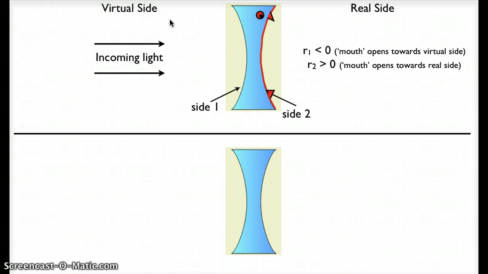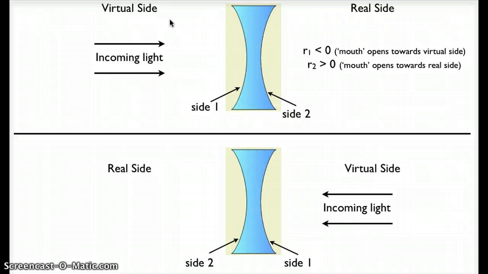So for the top diagram, our incoming light defines virtual and real sides. It defines side 1 and side 2, and then which side the mouth opens towards tells us whether it's negative if it opens towards the virtual side, or positive if it opens towards the real side. Now below, let's consider what if light came in from the other side.